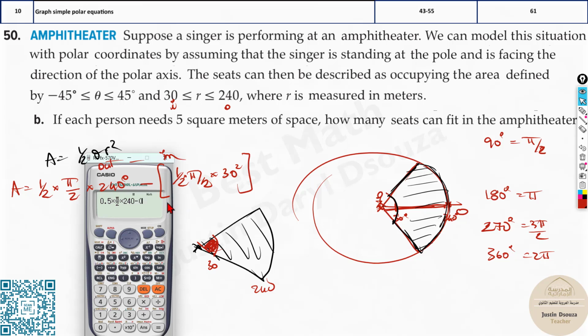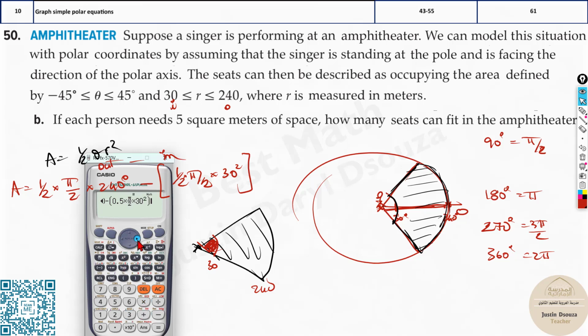Okay, minus, open the brackets now, because otherwise minus will be only considered for the first thing. But since it's all multiplied, it's okay. But still, always open the brackets. It's much better. And pi by 2 over here, divided by 2. That is multiplied by 30 square.